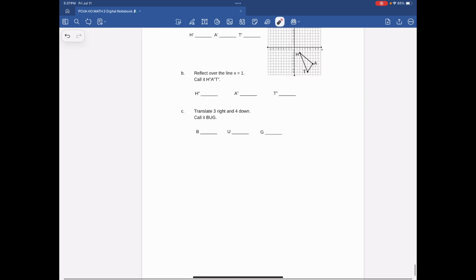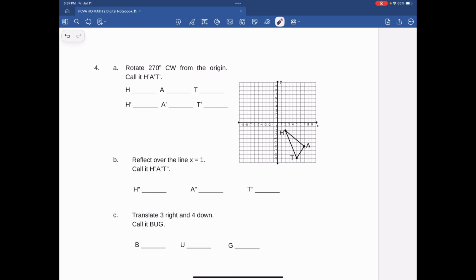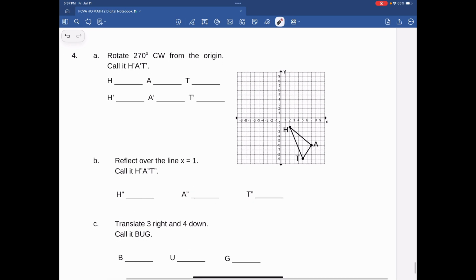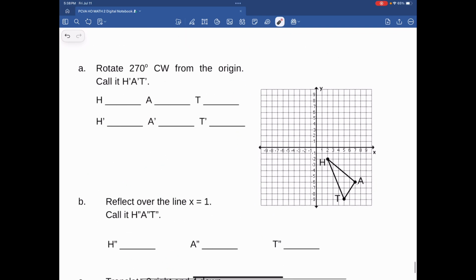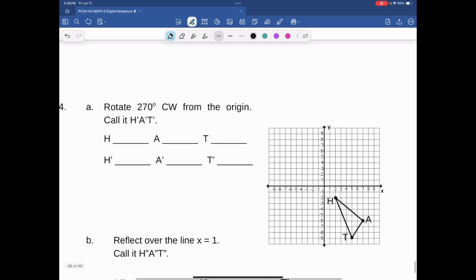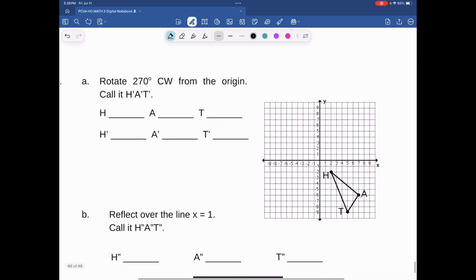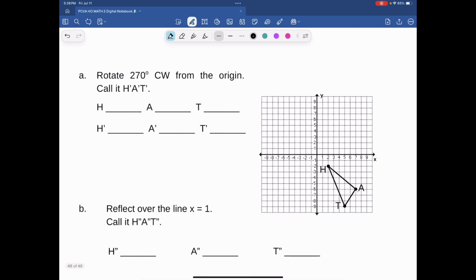We're going to do a collaboration of rotations and reflections and some translations. So we're going to do them a little bit at a time. So for number 4, we're going to do a rotation of 270. We're going to do a reflection over the line x equals 1, and then we're going to translate it, and we're going to get our final answer as bug. So we're going to rotate 270 degrees clockwise and call it hat prime. So first thing I'm going to do is identify my values. So my h is located at 2, -2.